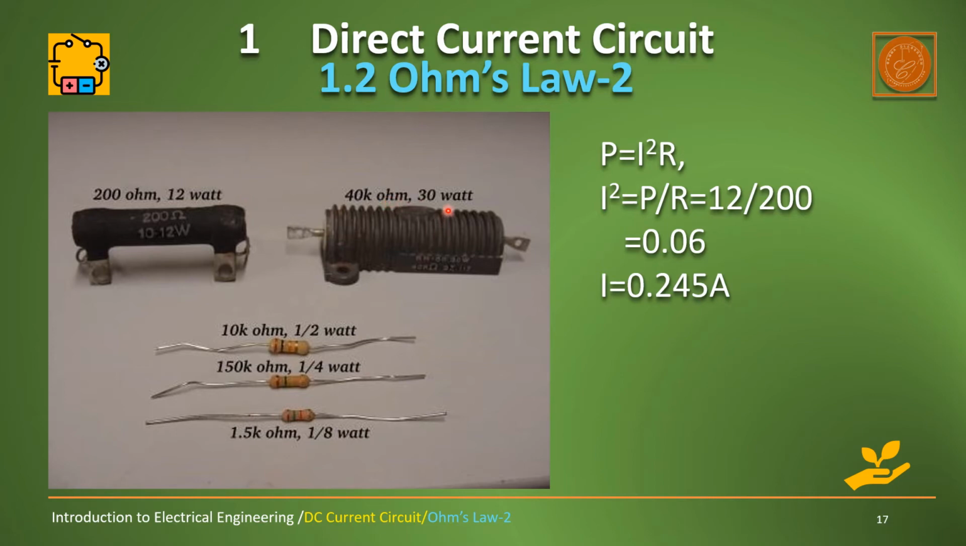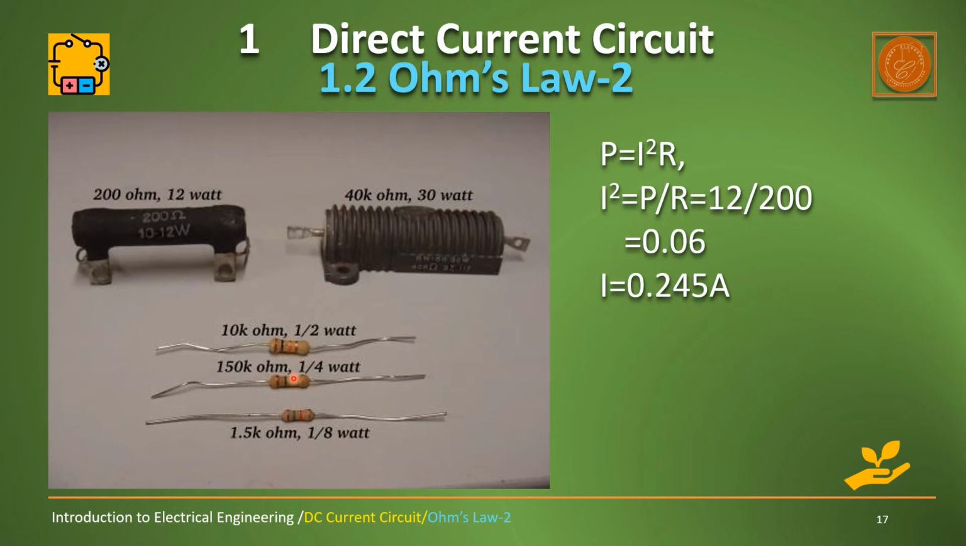So you can do a calculation similar to this, using the same formula. The power is 30 watt, and the resistor is 40,000 ohm, and you can get the current. This is the same.